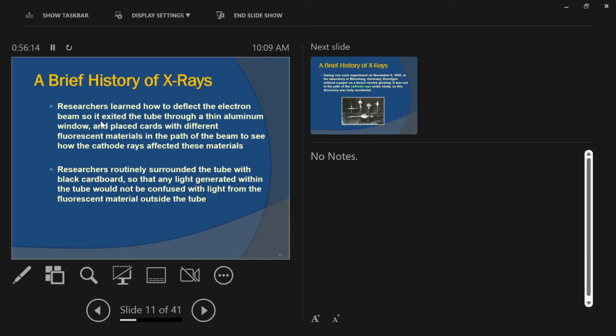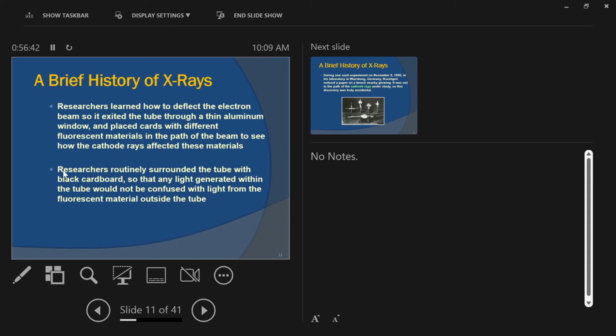They even learned that they could shield the tube. This is Rankin and others. They learned that they could shield that Crookes tube, like put thick cardboard around it so no visible light is coming out. It kind of worked like a light bulb, where visible light would light up when they turned it on. So they could shield it from the visible light, and then they could still direct that stream of electrons through a thin aluminum window and still put cards in the way and still do their experiments with the tube shielded.